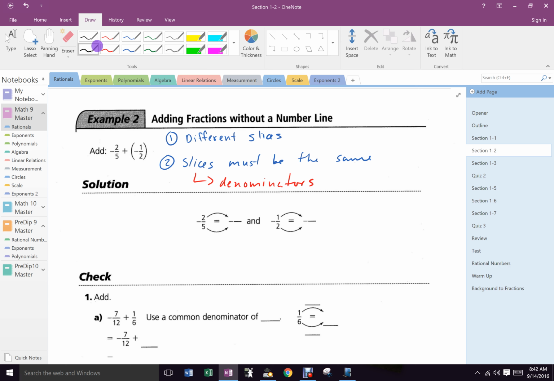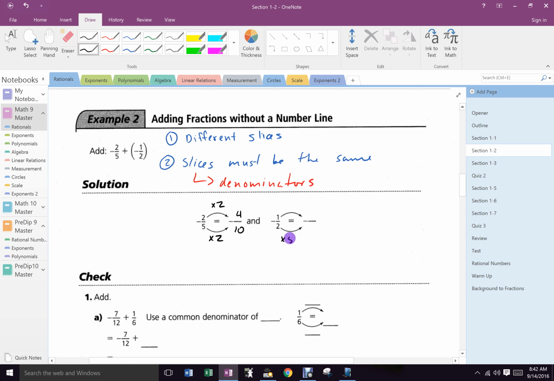Which one is it? So I multiply by 5 or I multiply by 2? Okay, so that's going to be times 2 to get 4 over 10, yeah? And then here I'm going to times 2 again. I times it by 5.